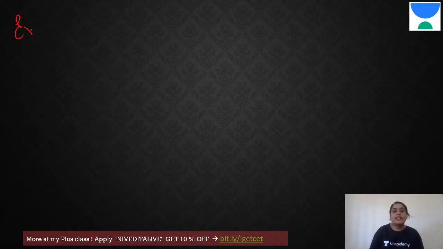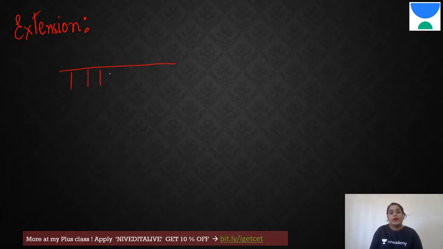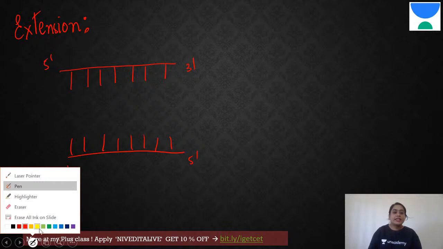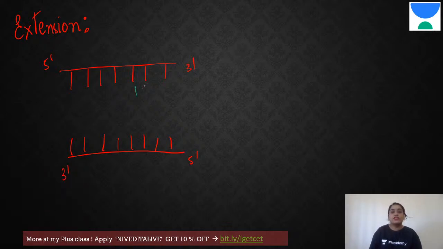The last step here is extension. Now, extension means what? You're extending the molecule. So now what has happened? We have our structure like this, right? This is how it has separated. Now, what we are going to do is 5' to 3'. Your primer also has attached at each of these ends. Now we want them to extend.